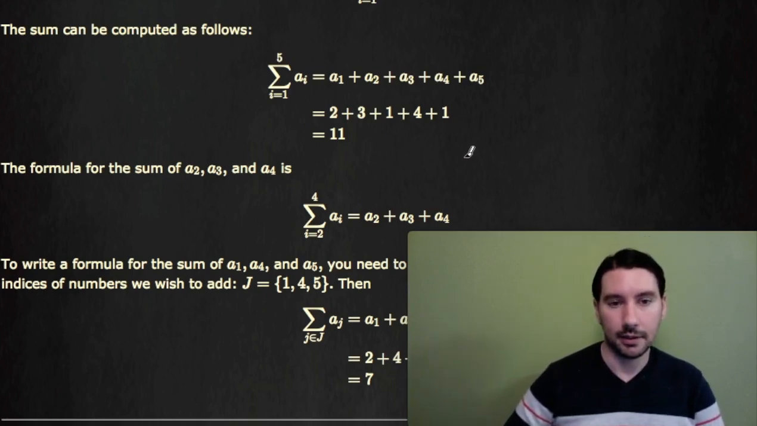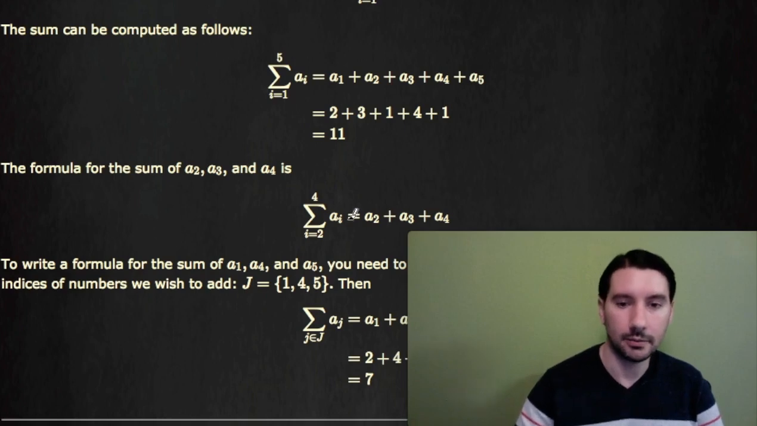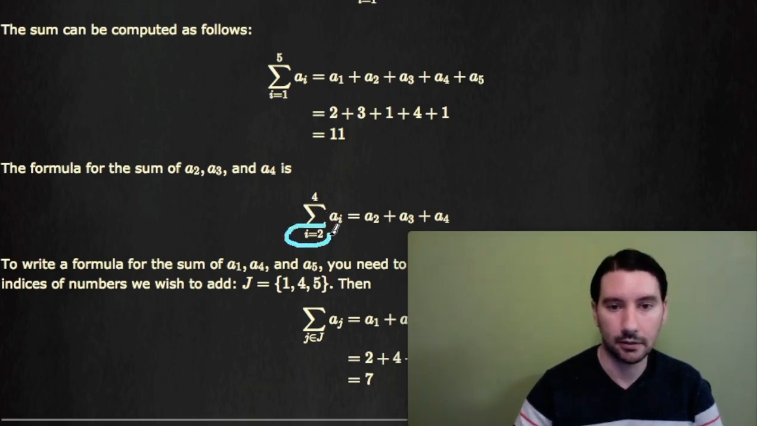If we only wanted to sum A2 through A4, you could write the sum from I equals 2 to 4 of AI. So start at 2, go to 4. This would be A2 plus A3 plus A4.